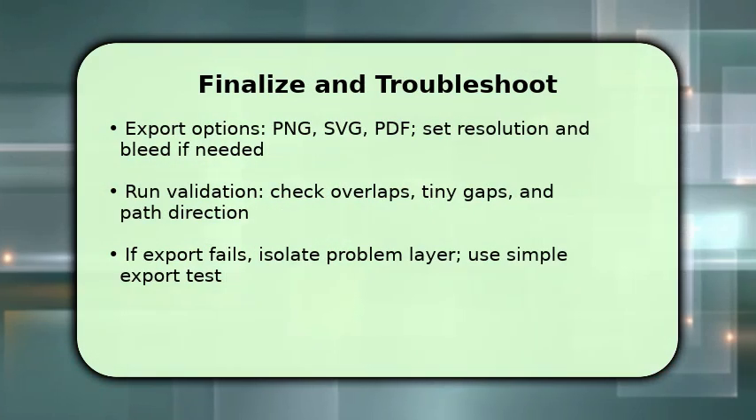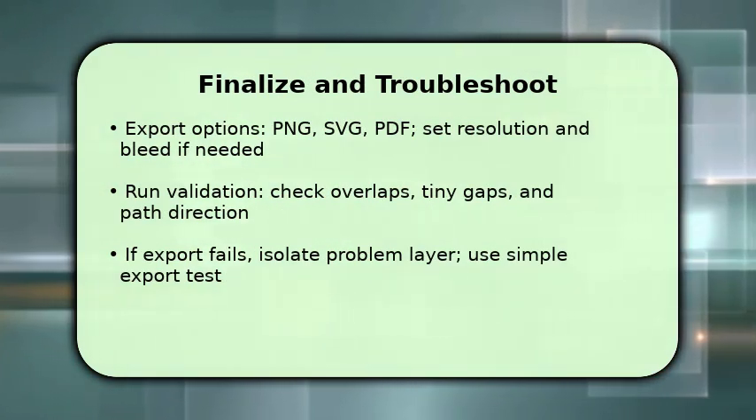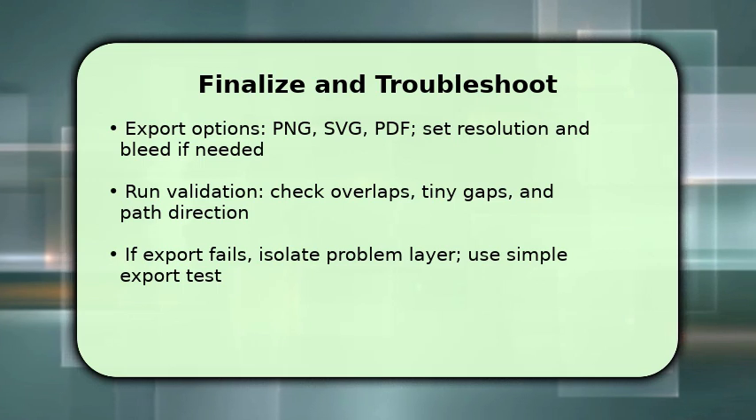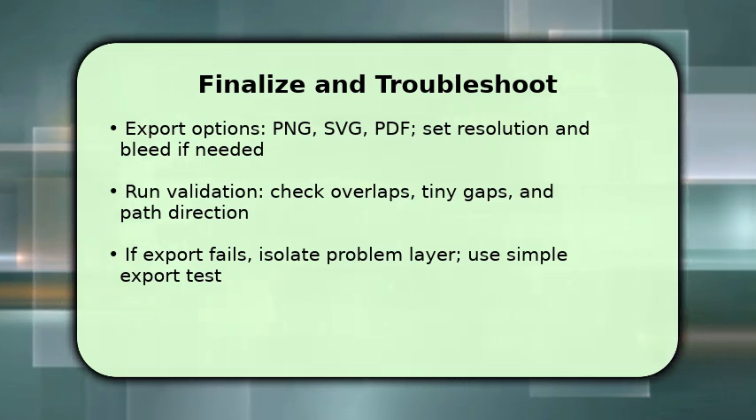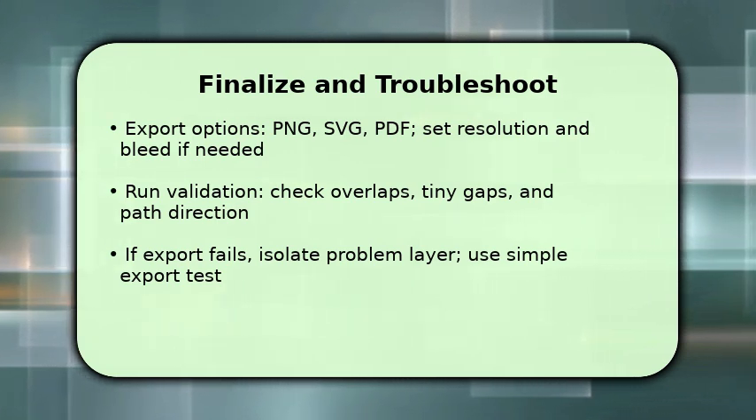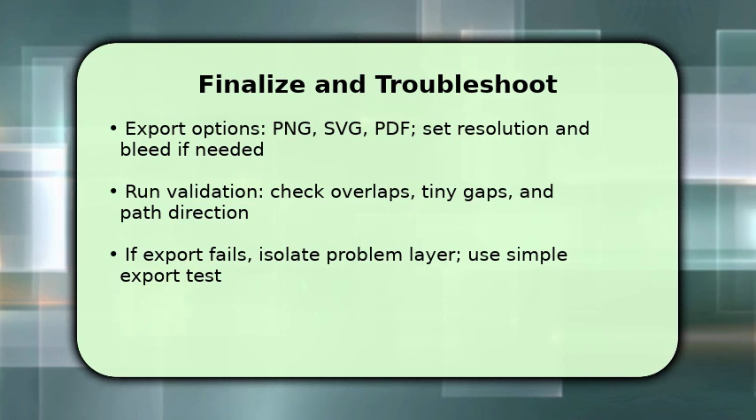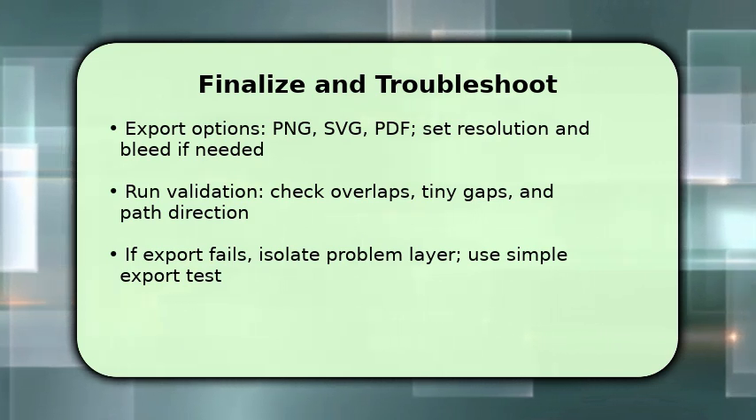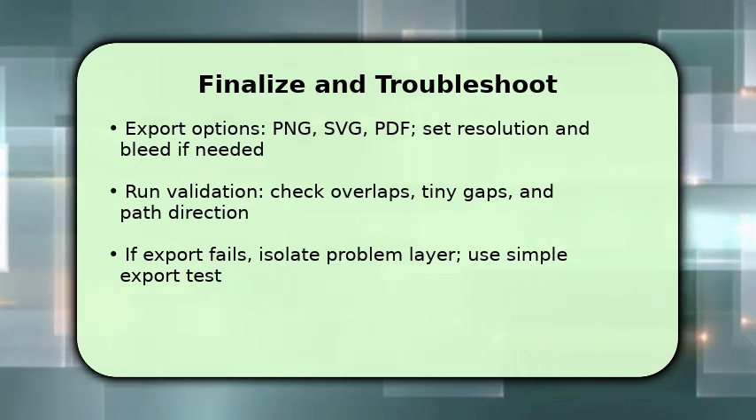To finish, prepare your file for export. Choose PNG, SVG, or PDF and set resolution, color profile, and bleed if required for printing. Once ready, run a validation check for unwanted overlaps, tiny gaps, or incorrect path directions that can break downstream tools.